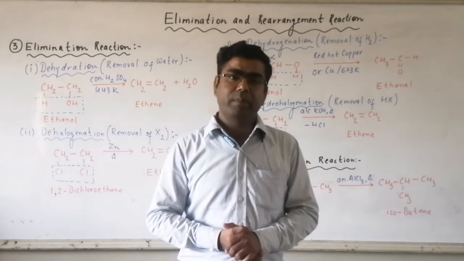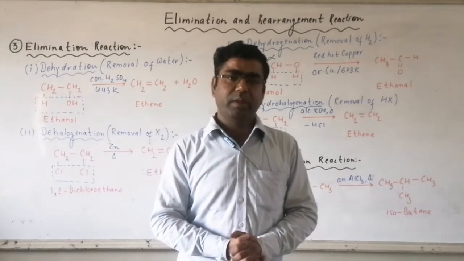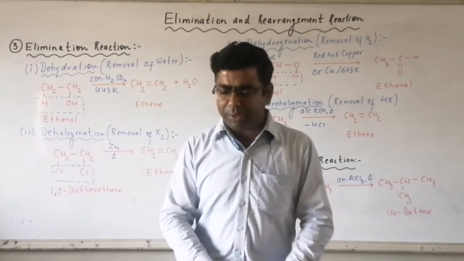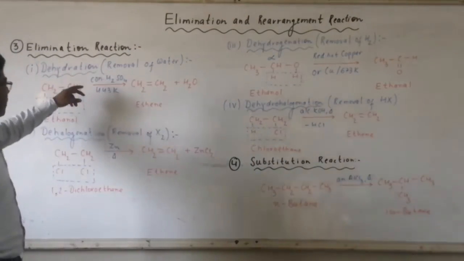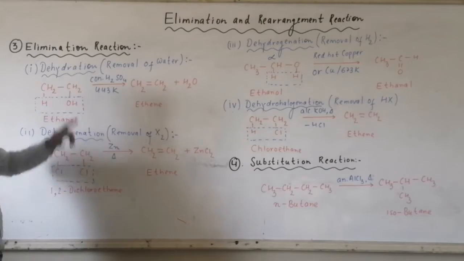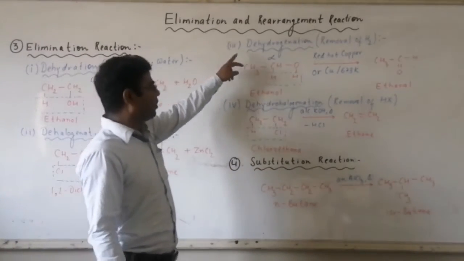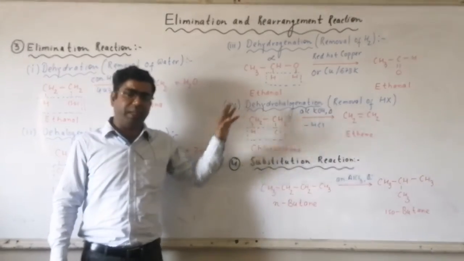Based on the type of molecules removed, elimination reactions are broadly classified into four types. First one is dehydration reaction, second one is dehalogenation reaction, third one is dehydrogenation reaction, and fourth one is dehydrohalogenation reaction.